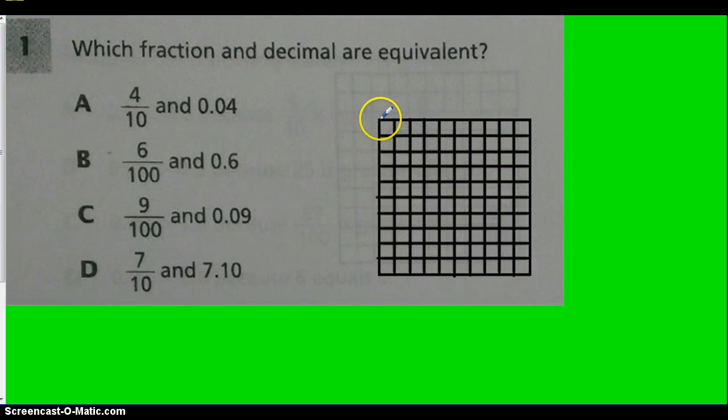Which fraction and decimal are equivalent? Well, 4/10 is not equal to 4 hundredths. 6 hundredths is not equal to 6/10. 9 hundredths is equal to 9 hundredths. So there's our equivalent. This is a common mistake here. 7/10 is not equal to 7 and 10 hundredths.